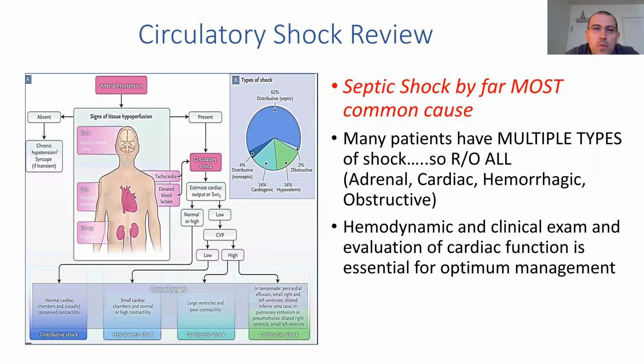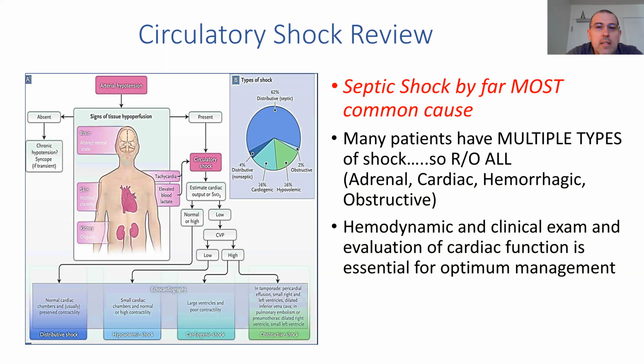So to start with, let's review the different types of circulatory shock. Note here in red, septic shock is by far the most common cause. Here I'll bring your attention over to first the subsection B to review the types of shock. We see that 62% of shocks are distributive of the septic nature, and only a smaller minority is distributive of a non-septic nature, maybe think of allergic reactions. About 16% are cardiogenic shock, about 16% are hypovolemic, maybe think GI bleeds, and 2% are obstructive, think maybe pulmonary embolism or a pericardial tamponade situation.